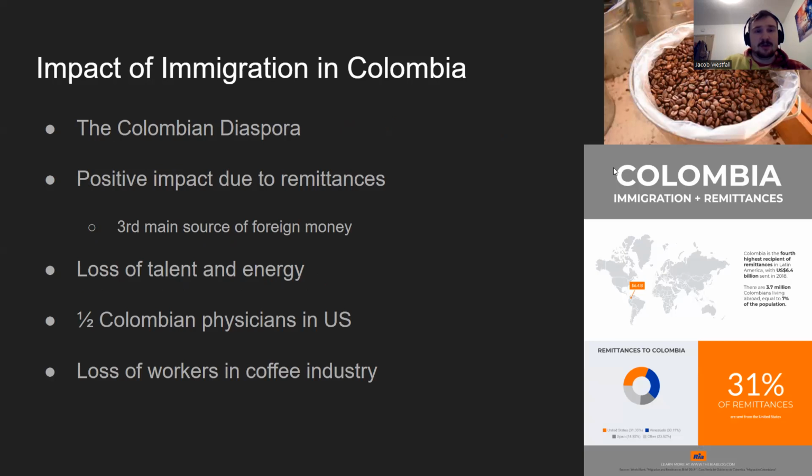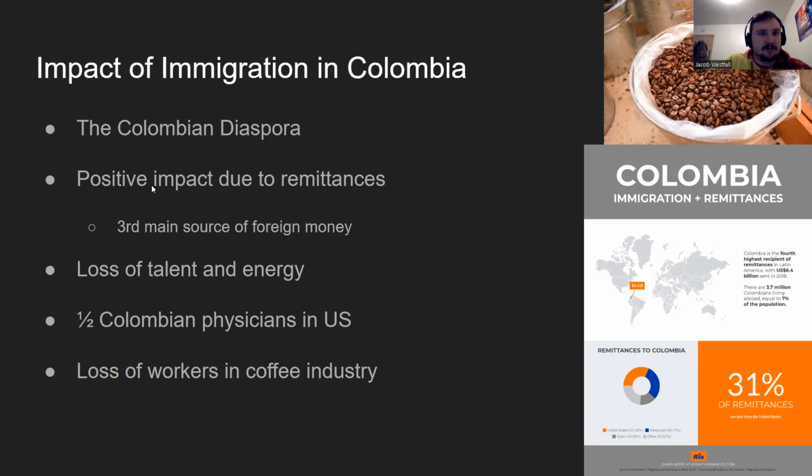The impact of immigration in Colombia. So before 2000, you have the Colombian diaspora, which is displacement of Colombians. This has to do with the recession and violence. And when I talk about most Colombians leaving in the 80s and 90s, this is what I'm talking about. A large amount of Colombians left during this time.